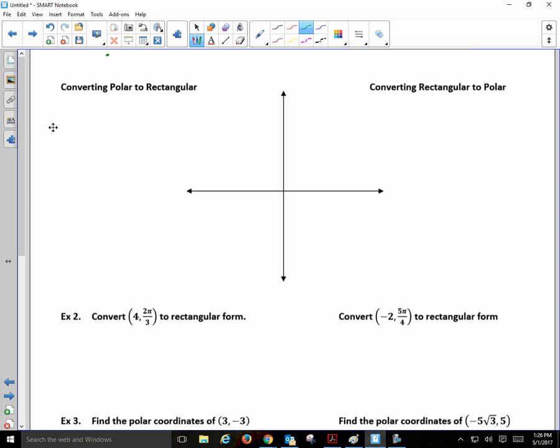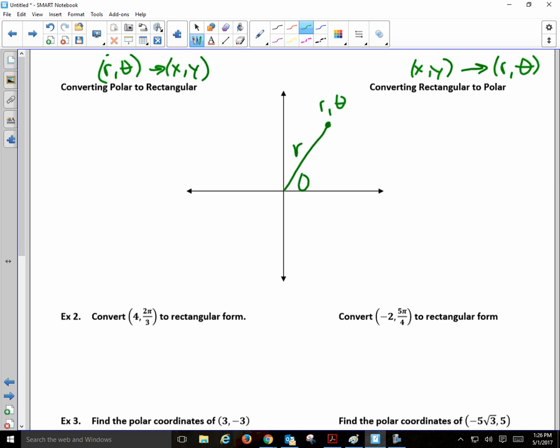Let's convert from polar, or r theta, to rectangular, which is xy. How do we do that? Oh, if I only knew. And then we'll convert from rectangular to polar. Well, if I pick a spot that I have r theta, this is my r value and this is theta, you can see that xy would be this x value and this y value. So that kind of makes a triangle, doesn't it?